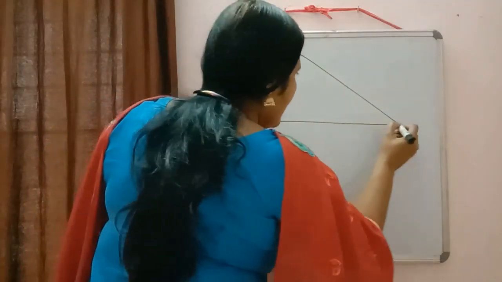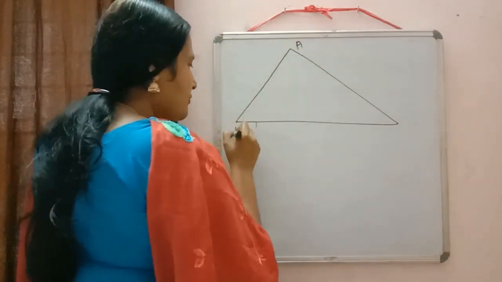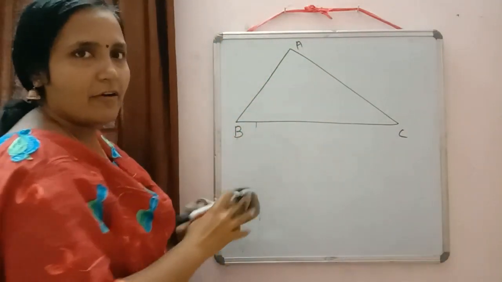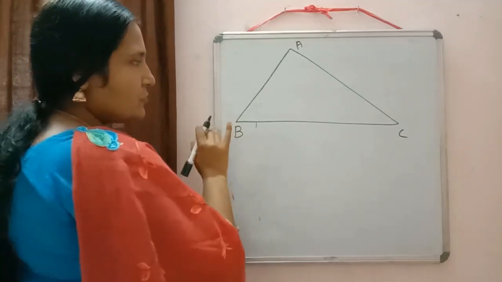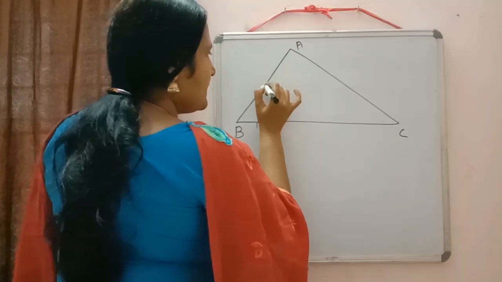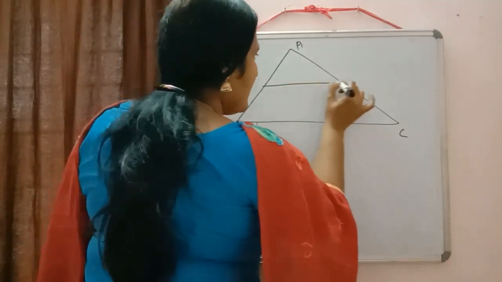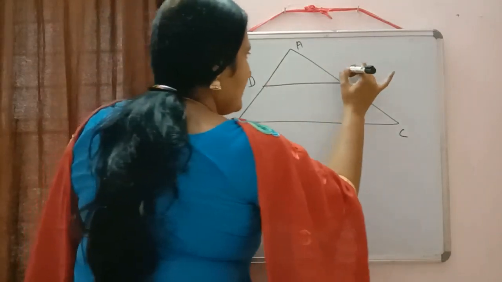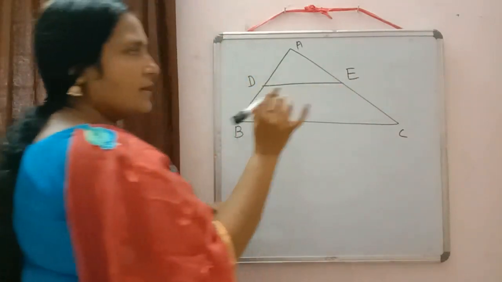So in triangle ABC, we have to draw a line which is parallel to one side of a triangle. So parallel to one side, so I am drawing a line parallel to BC. So suppose in this way, I have drawn a line DE. I have drawn a line DE parallel to BC.